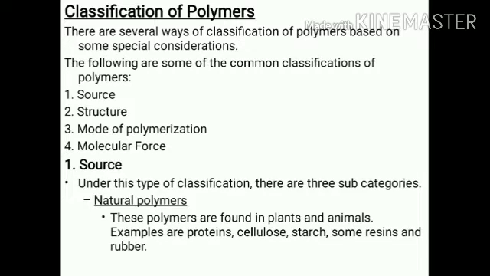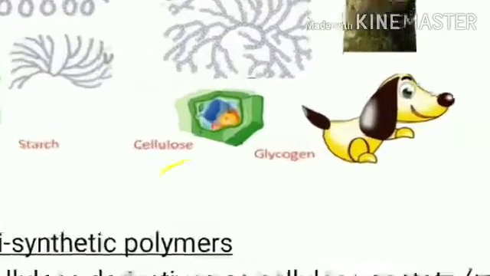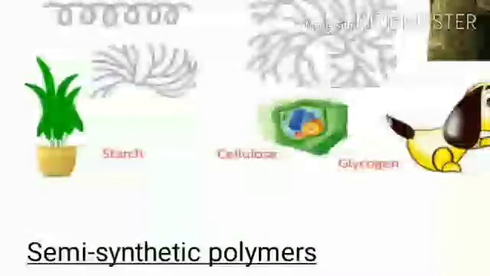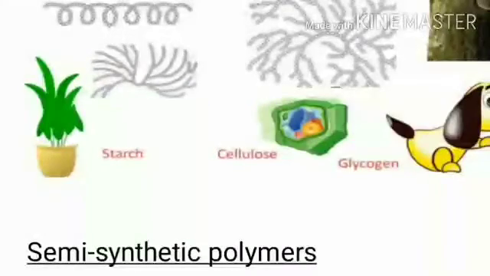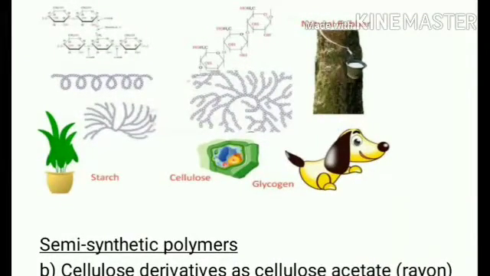For example, cellulose, starch. Okay, this is the natural polymer. Cellulose, starch and resin are the natural polymers. Now look at the structure: this is the starch which is present in the plant, cellulose present in the tree leaves, and glycogen, and this is the rubber. Okay, natural rubber. These are the natural polymers.